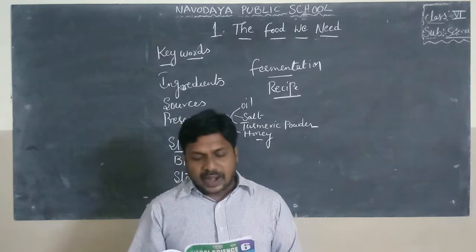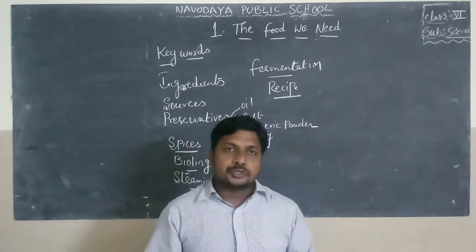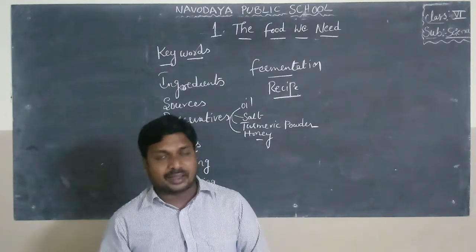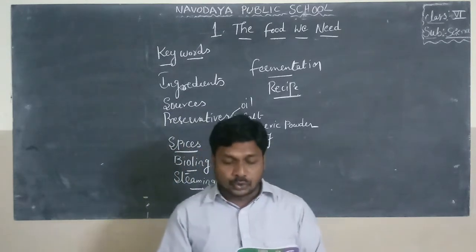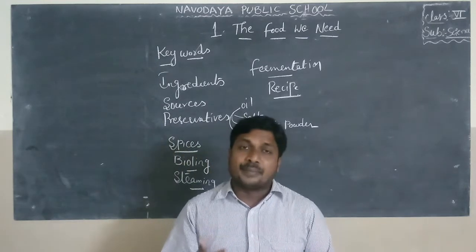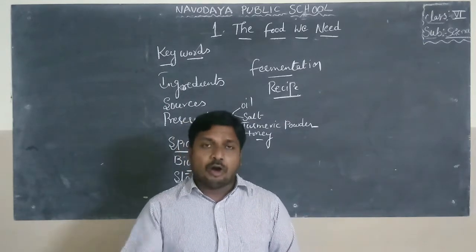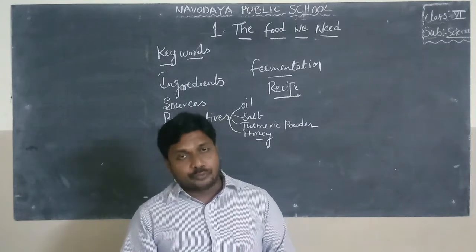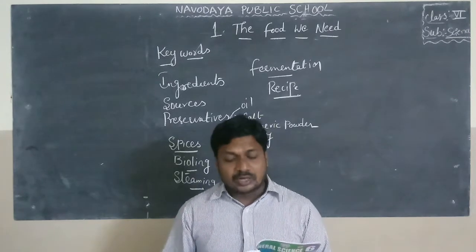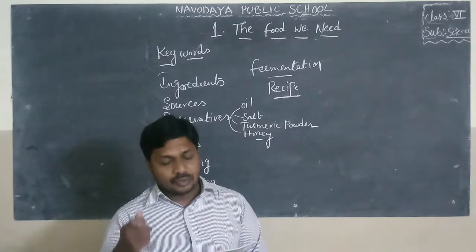We use different parts of plants. For example, we eat the stem of sugar cane. Sometimes we eat roots also. For example, carrot is a modified root. Sometimes we eat leaves, like leafy vegetables: amaranth, spinach, methi. All these are leaves. Sometimes we eat fruits like apple, banana, citrus, sapota. And sometimes we eat flowers as food. For example, cauliflower is a flower.